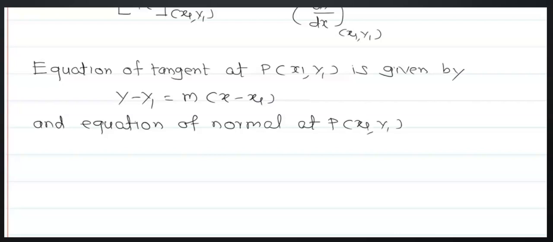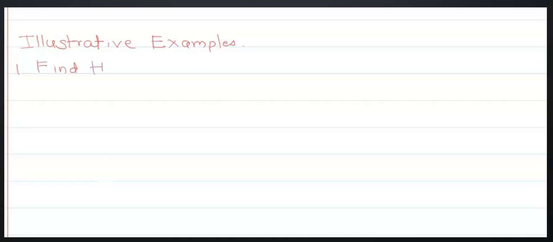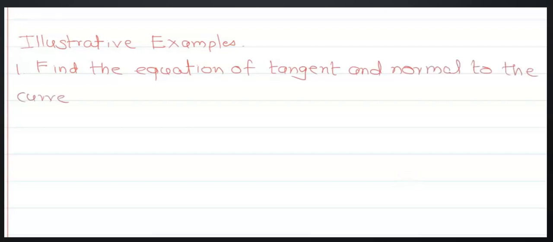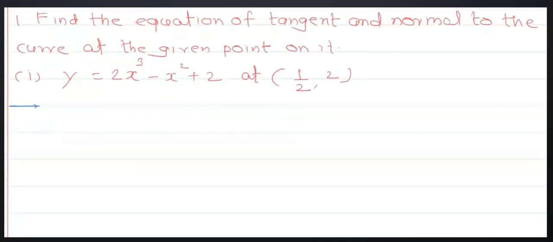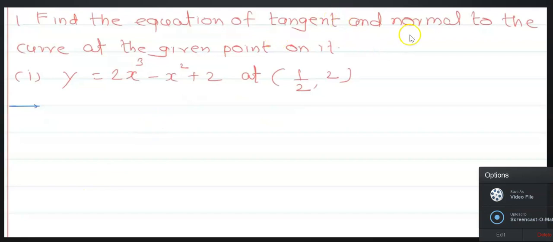And the equation of the normal at P(x1, y1) is given by y minus y1 is equal to m dash in bracket x minus x1. Now let's see the illustrative examples, that is, solved examples. In board exams, the solved examples are very important. Find the equation of the tangent and the normal to the curve y = 2x³ − x² + 2 at the point (1, 2). Now we want to find the equation of the tangent and the normal.